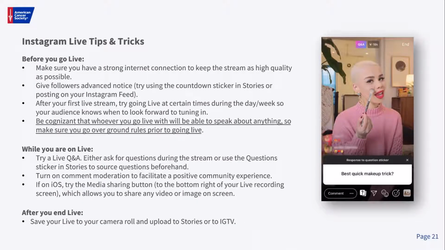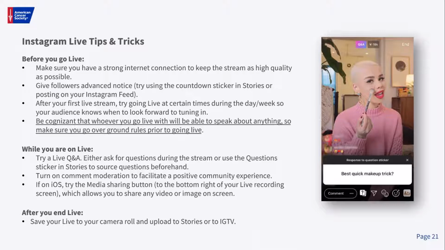Here are some Instagram Live tips and tricks. Before you go live, make sure you have a strong internet connection to keep the stream as high quality as possible. Give your followers advance notice that you're going to go live. Try using the countdown sticker in stories or posting on your Instagram feed. After your first live stream, try going live at different times during the day and week so that your audience knows when to look forward to tuning in.